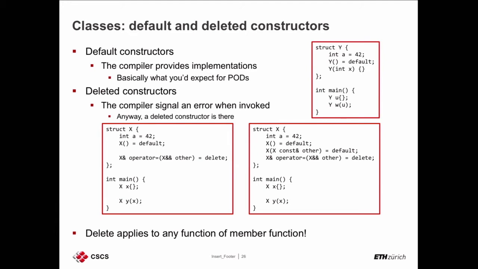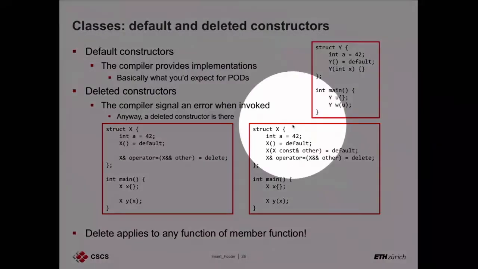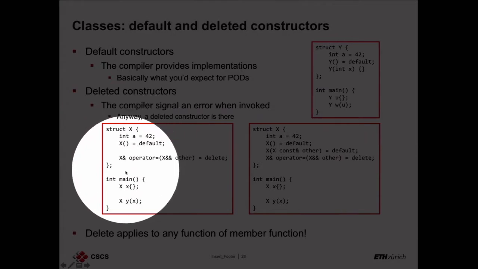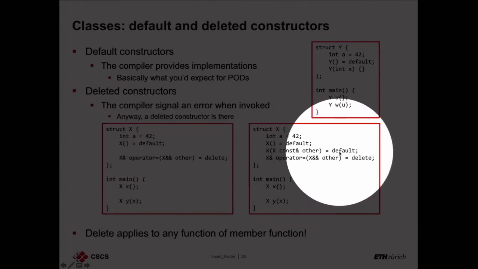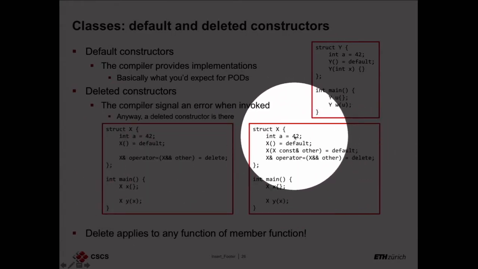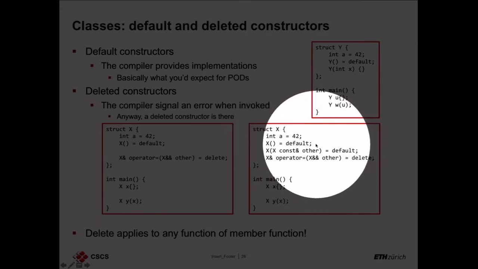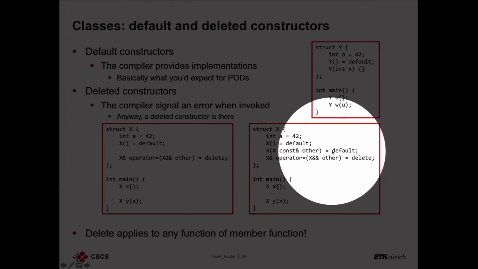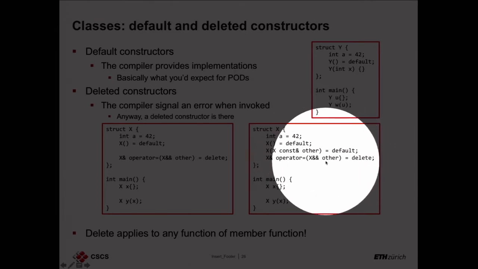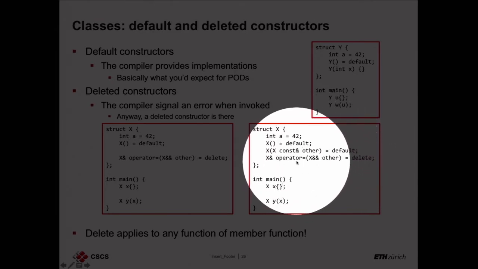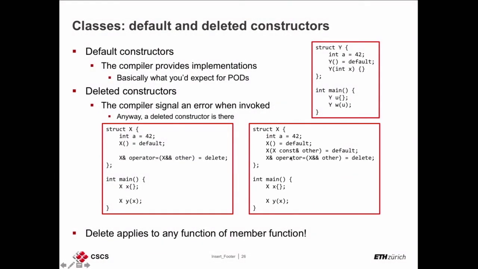So now I can delete other things. I can default. So here, in this case, I can default the copy constructor because I know that the copy is just copying the value of A. So I can default the copy constructor. I can still delete the XX. So instead of writing by hand the copy constructor, which does nothing, I can just write the default one.